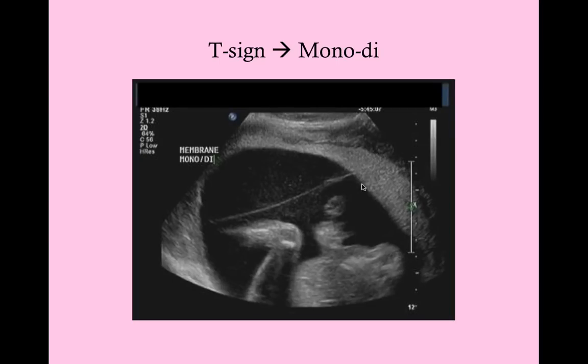Again, here you see the T sign. No twin peak. That's what's going to set you off. So you see the membrane, but no twin peak. So these are the Mo-Di twins. Monochorionic, diamniotic.